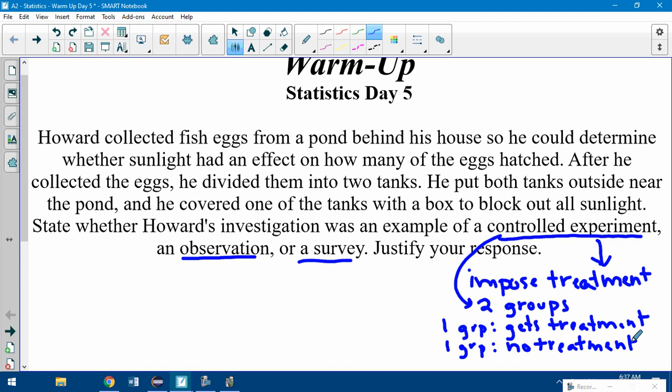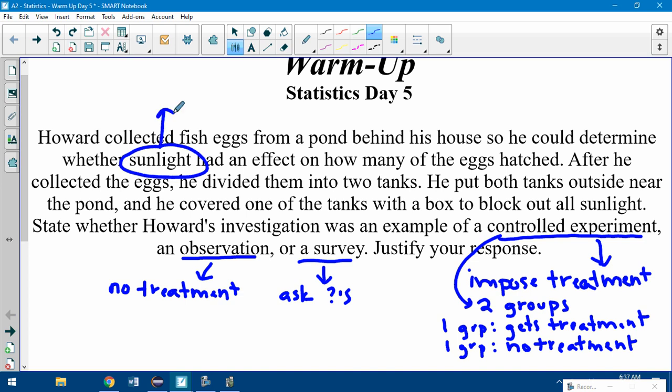We talked a little bit about that yesterday with the placebo. Observation means there's no treatment, and you're just observing some kind of characteristics. And a survey is a type of observational study where you specifically ask questions, but you don't impose a treatment still. So if I read this, you want to know whether sunlight had an effect on how many of the eggs hatched. So sunlight, you would call that the treatment.